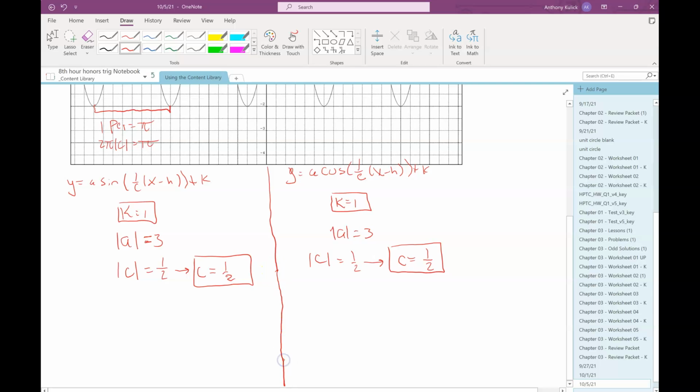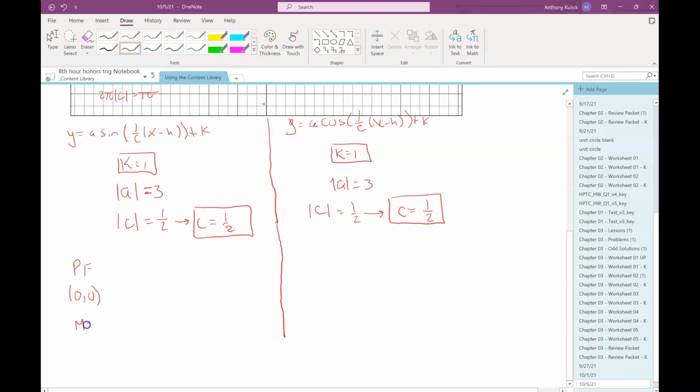Typically, the most difficult part of this process is finding the h value and identifying the correct sign for our a. That's what we're going to do as our last step. So what I'm going to do is pick a point from the parent function. Typically, I like to pick either a midline point or a max or a min because those are easy to find. And my preference on these is always to pick my point so that the x-coordinate is 0. So for sine, that point is 0, 0. That is a midline point.